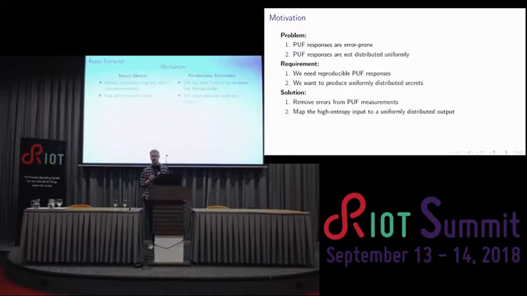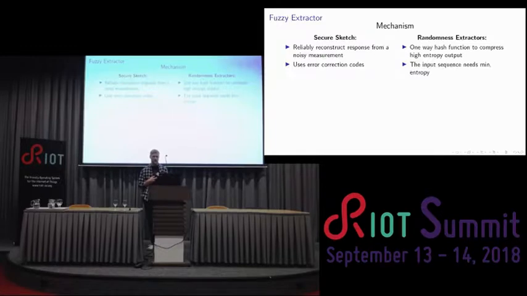There's something called a fuzzy extractor, which solves the aforementioned problems and consists of two stages, a secure sketch and the randomness extractor. The secure sketch is basically a mechanism that reconstructs responses from noisy PUFs by means of error correction codes. And on the other hand, the randomness extractor is the component that builds the actual secret and compresses its input. In most cases, it consists of a one-way hash function to generate high entropy output with uniform distribution. In practice, people also use hash tables here, where one of the functions is selected at random.